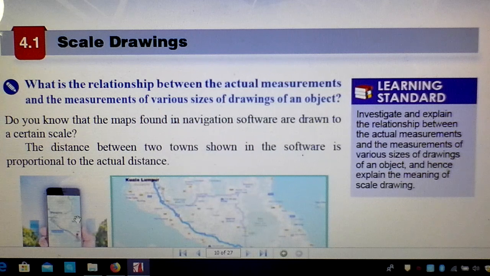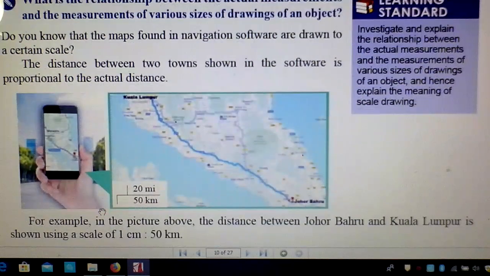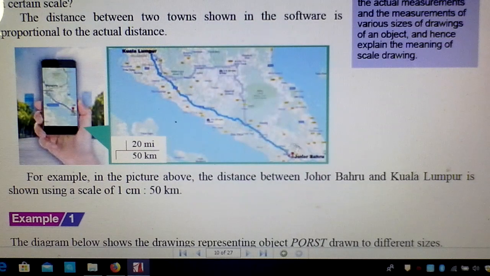Do you know that the maps found in navigation software are drawn to a certain scale? The distance between two towns shown in the software is proportional to the actual distance. So this is our country Malaysia. So how come the distance of 300 kilometer can just be drawn here on the map?